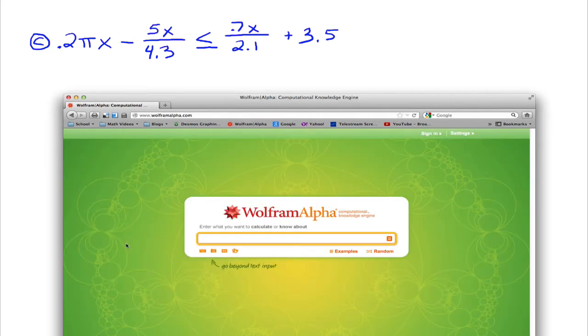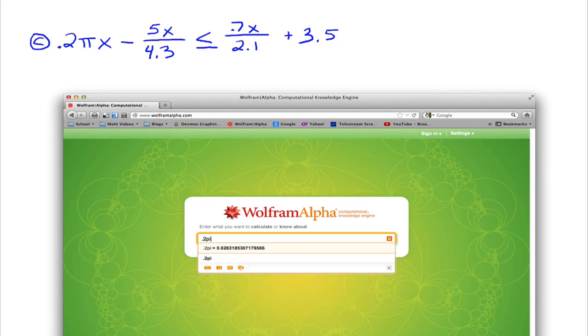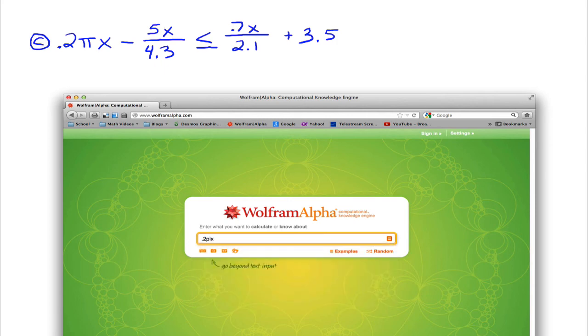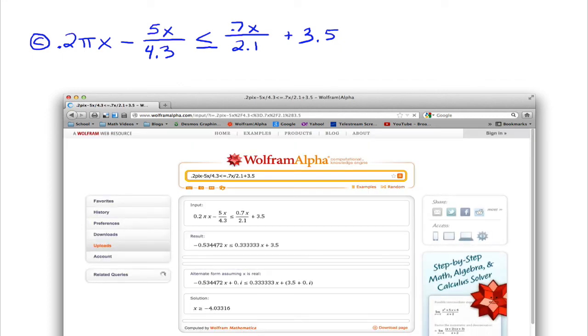So in Wolfram, do 0.2 pi x, and it's just going to read it as 2 pi and then x, but it knows that pi means pi, minus 5x divided by 4.3, less than or equal to, so it would look like that. If you're doing greater than or equal to, it would just be the greater than sign and then the equal sign. 0.7x divided by 2.1 plus 3.5. Let's see what happens with Wolfram Alpha on the inequality.